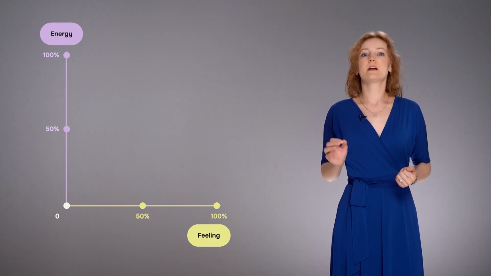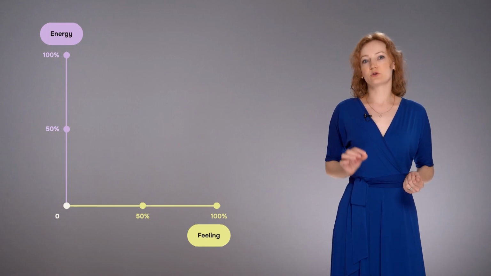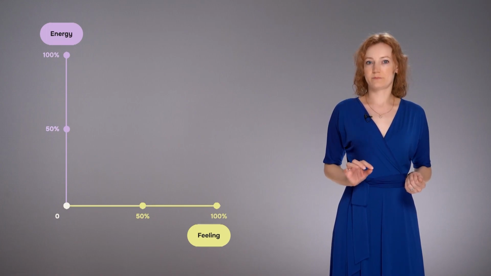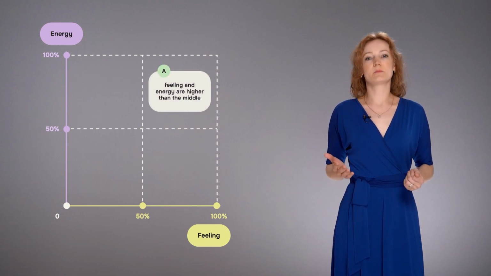Point 0 is when we feel, so to say, at the emotional bottom. Here we feel both energy and mood at 0 point. Let's do the intersection. So we get 4 squares: A, B, C, and D.